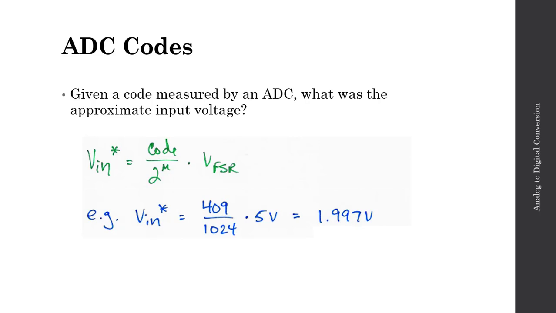So our approximate input voltage will be 409 divided by 2 to the 10, which is 1024, and we'll multiply that by the full scale range of our Arduino, 5 volts. Now this results in an approximate input voltage of 1.997 volts. And you'll note there's about a 3 millivolt error here. So this is the quantization error manifesting itself. And whether or not this is a problem is really dependent on the application.